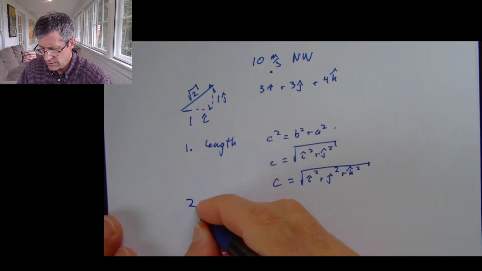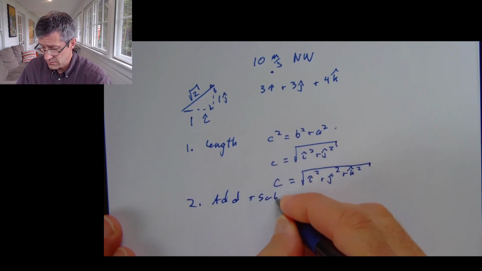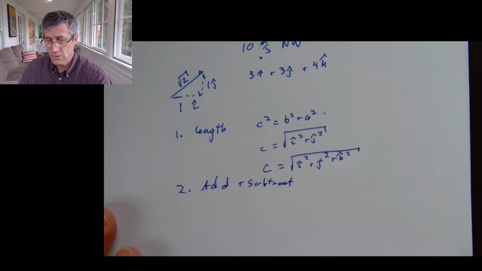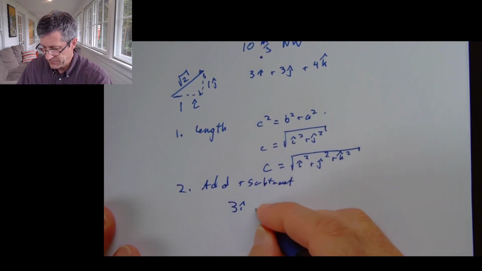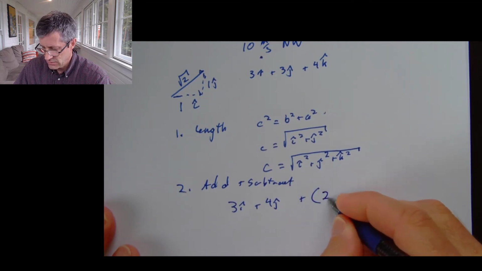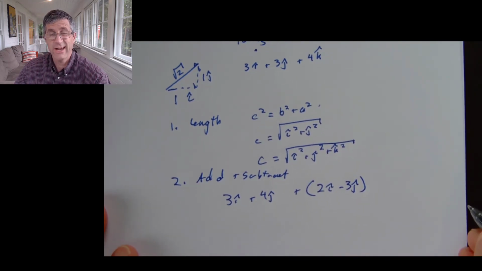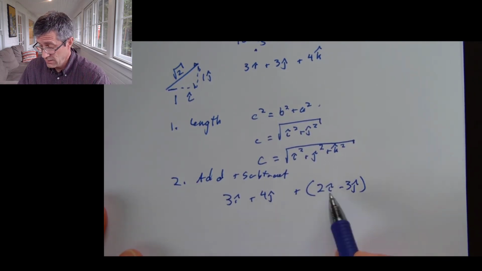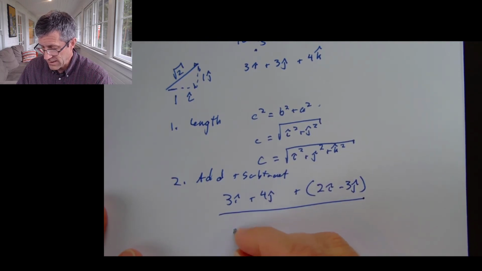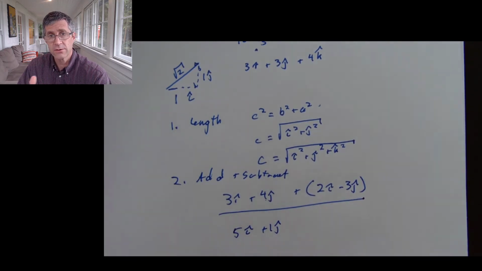Second thing we'll do is that we'll need to add and subtract. So this is really simple. This is one of the advantages of these unit vectors. If I have 3i plus 4j, and I want to add that to 2i minus 3j, well, I just add the i's and I add the j's, right? So this is going to end up being 5i, and 1j. Just as we were combining vectors graphically before, we can do this mathematically, and it's dead simple.